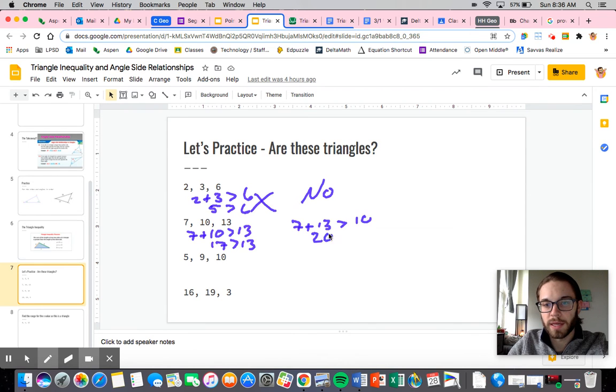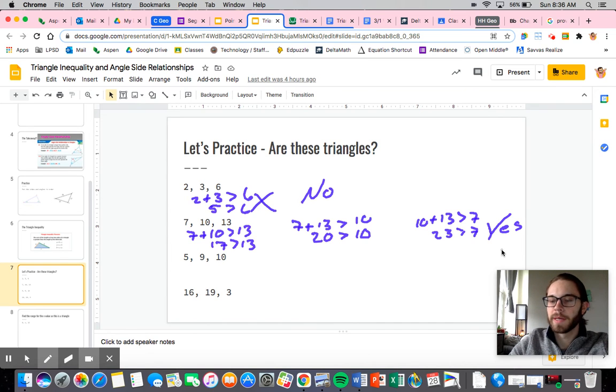Okay, 20 is greater than 10. That's good. And then finally, we would have 10 plus 13 is greater than 7. 23 is greater than 7. Okay, so we are good. So that's a yes. Turn my check mark into a yes.